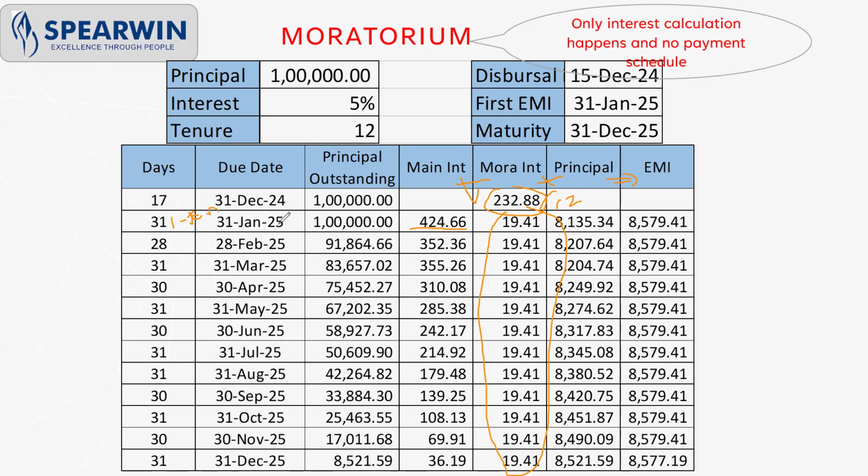So for 1 month, the starting period is 1st January to 31st January. And then for this one, 15th December to 31st December, this is the moratorium period. For this period, whatever interest is calculated is equally split across the rest of the schedules.